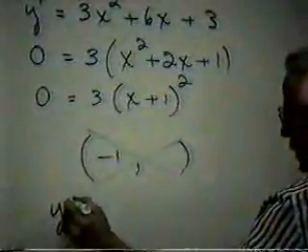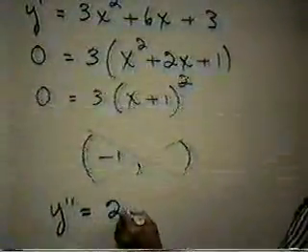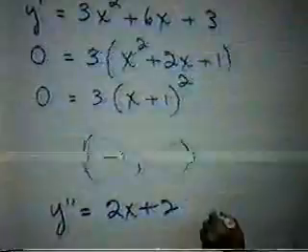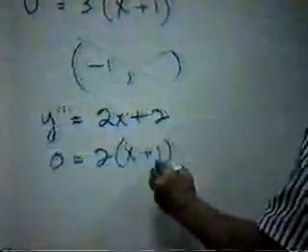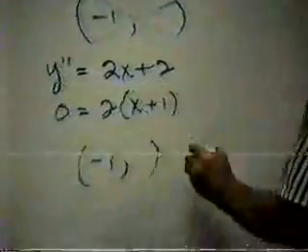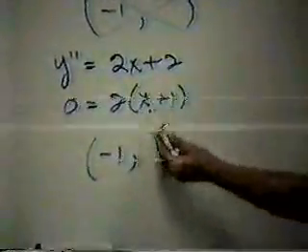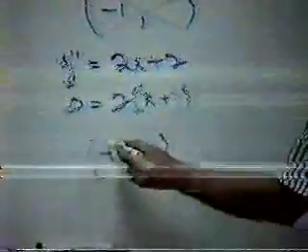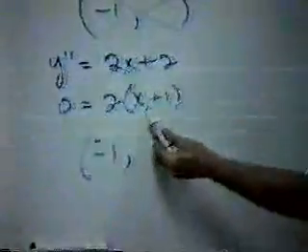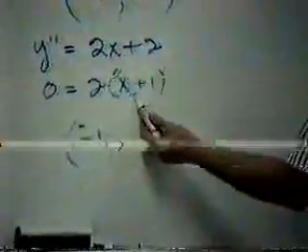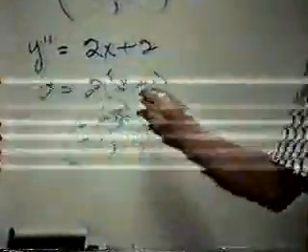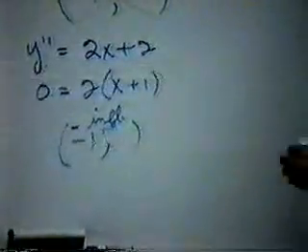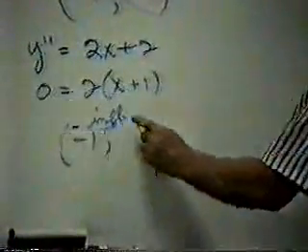So let's go take the second derivative. Second derivative is 2x plus 2. And therefore, setting that equal to 0, we have a minus 1. Now checking on both sides of this, put a minus 2 in there, that's negative. Put a 0 in there, that's positive. Changes sign. So it is an inflection point. And it's concave downward, concave upward.